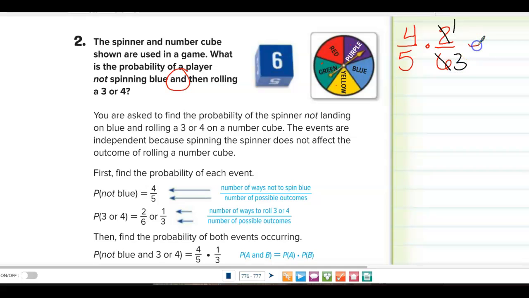Okay, so then I can actually multiply. 4 times 1 is? 4. 5 times 3 is? 15. And that is reduced. So I would type 4 divided by 15 in my calculator. Please do that.